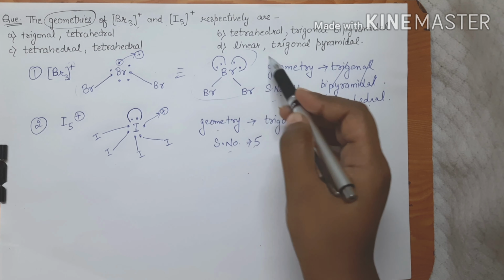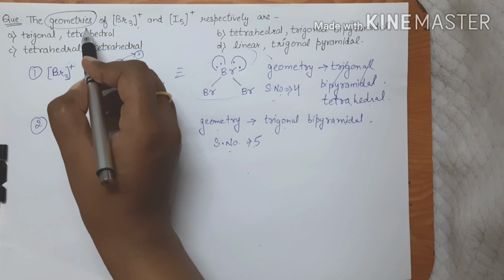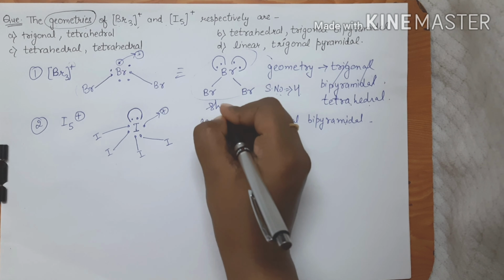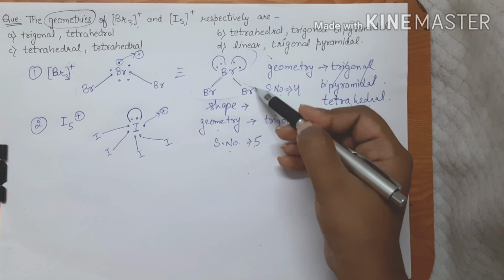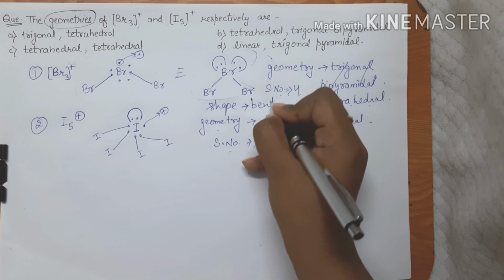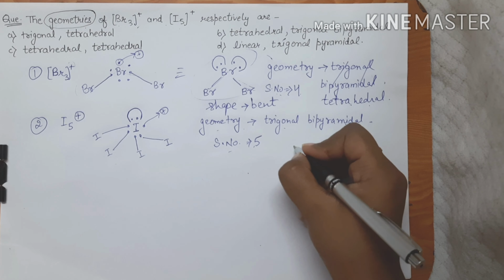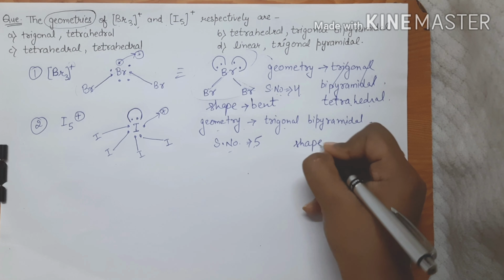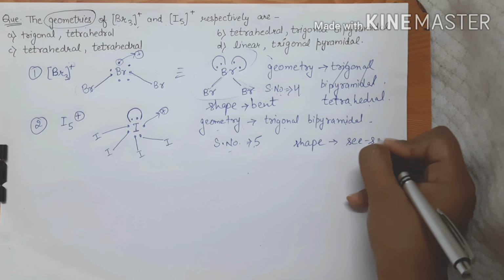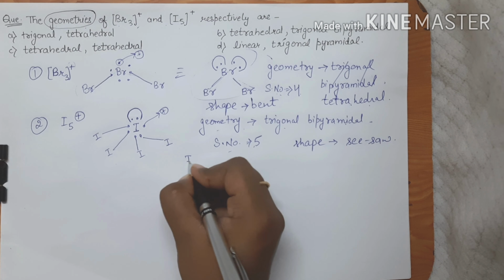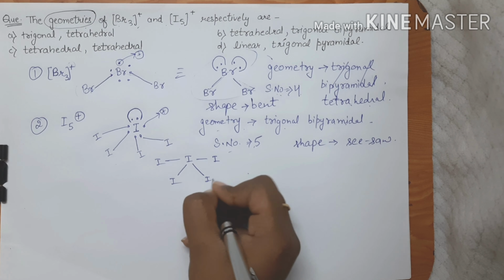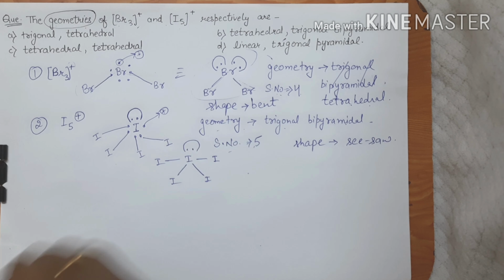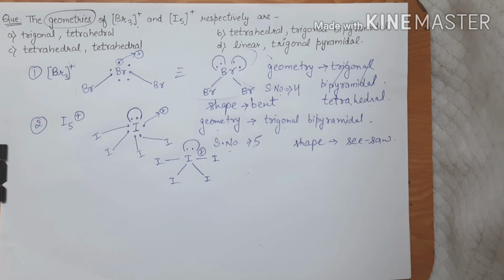Here we only have to find the geometries, but if I ask you about the shape in the question, then what will be the shape? Here the shape will be bent, right? It will be bent shape. And in second case the shape will be seesaw, right? Seesaw shape is like this: iodine, iodine, iodine, like this and positive charge. Here also bromine is having positive charge.